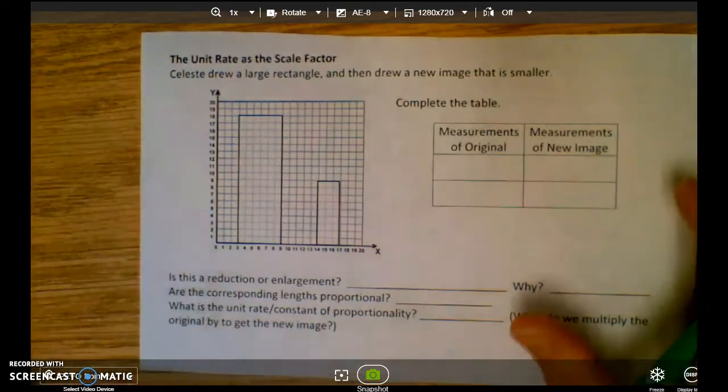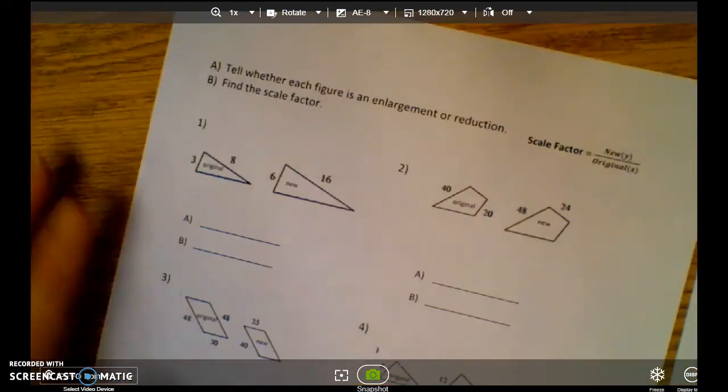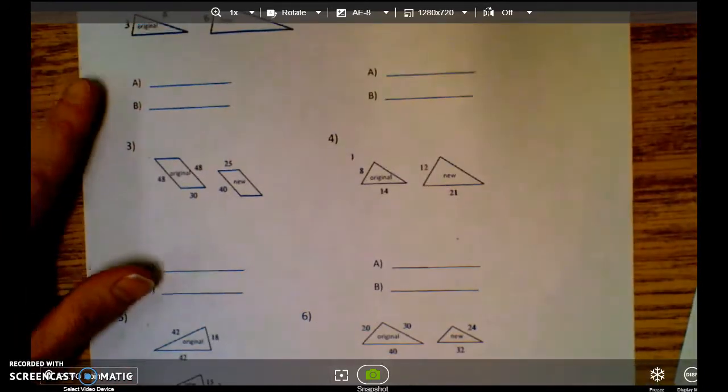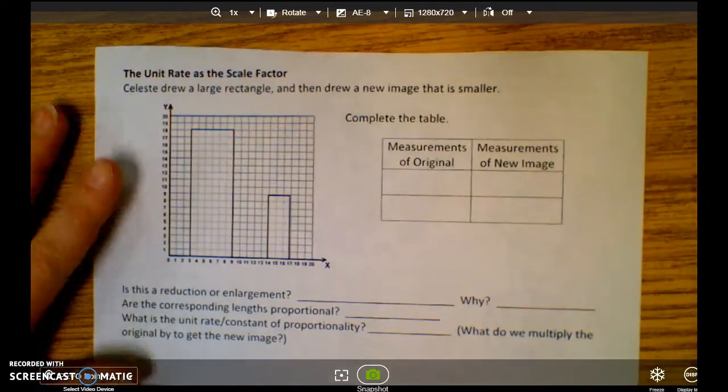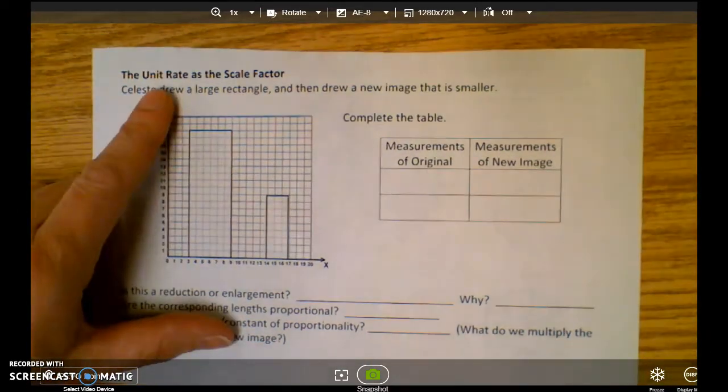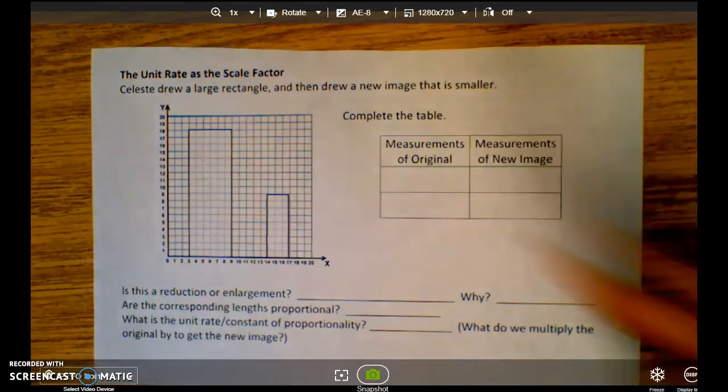So, you need two papers in front of you. You need this full-size sheet that we're going to get to a little bit later, and you need this half sheet. And this half sheet has the stuff we're going to talk about first. So we've already talked about unit rate. We've talked about constant of proportionality with this unit.